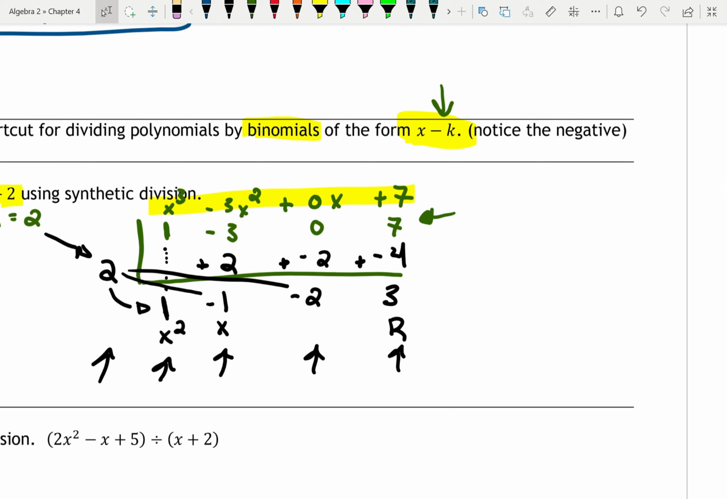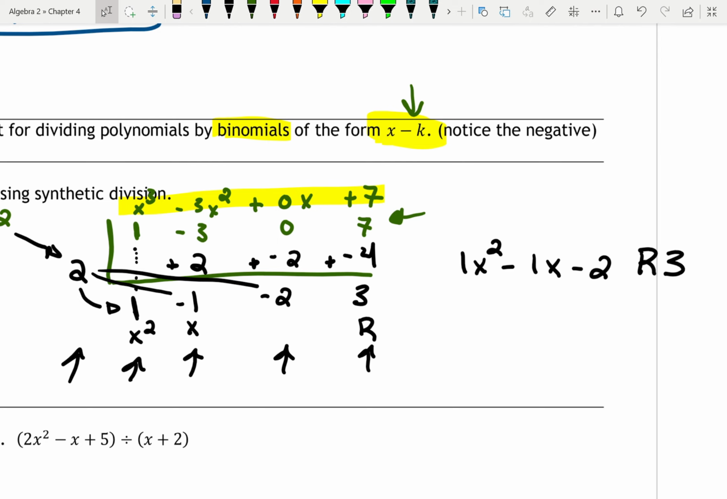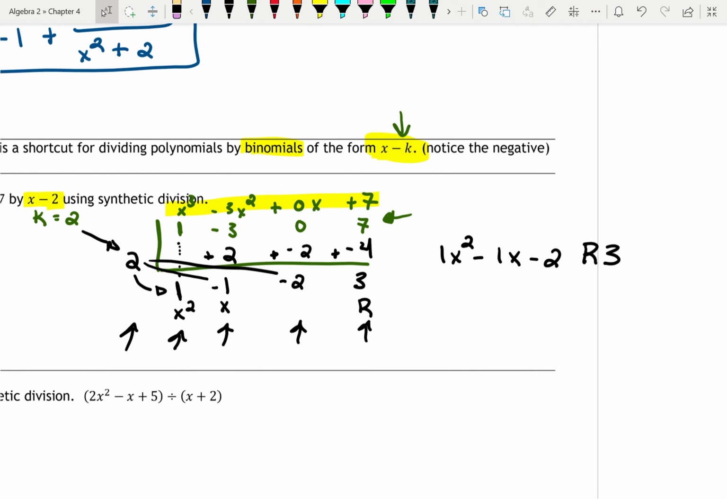So what we got here is we're going to have 1x squared minus 1x minus 2 with a remainder of 3. And then we don't leave our remainders like that. We need to write it as a nice fraction here. So it's going to be x squared minus x minus 2 plus 3 over x minus 2. Right, and I got this x minus 2 from the very beginning there. There's that x minus 2.